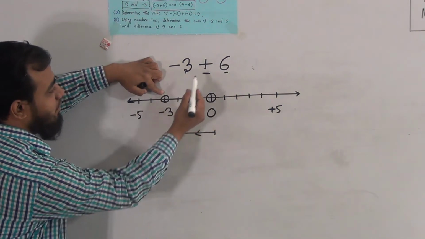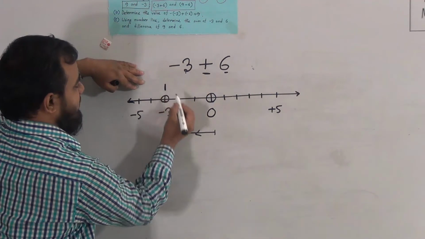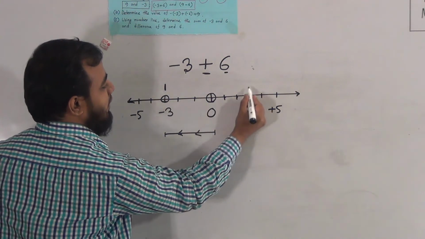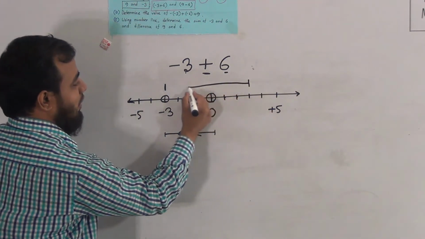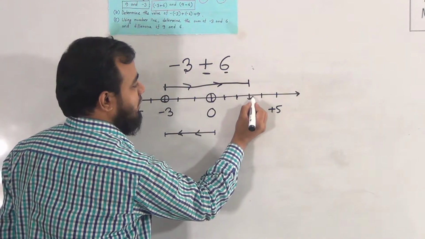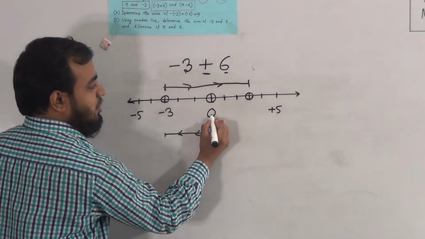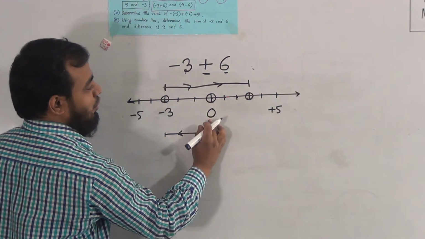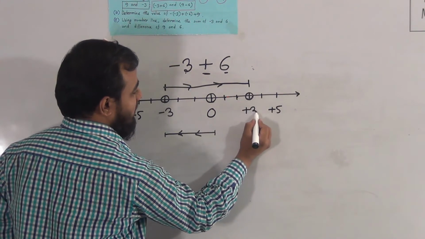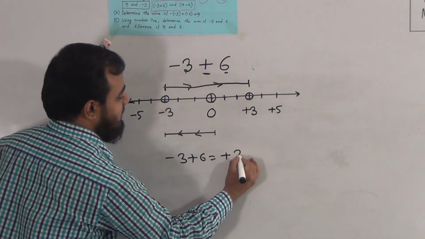How many? 6 steps, because we have to add plus 6 with this minus 3. From this minus 3 we go 6 steps: 1, 2, 3, 4, 5, 6. That means we go up to here on the right side from minus 3, and we will find this number. This point is situated on the right side of the initial point 0, 1, 2, 3 steps right side. That means it is plus 3. So minus 3 plus 6 is equal to plus 3, our answer.